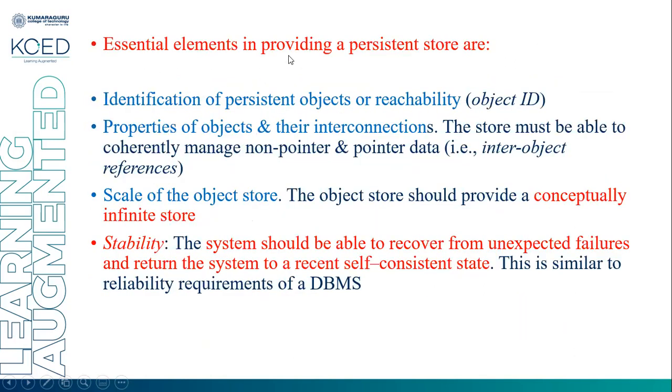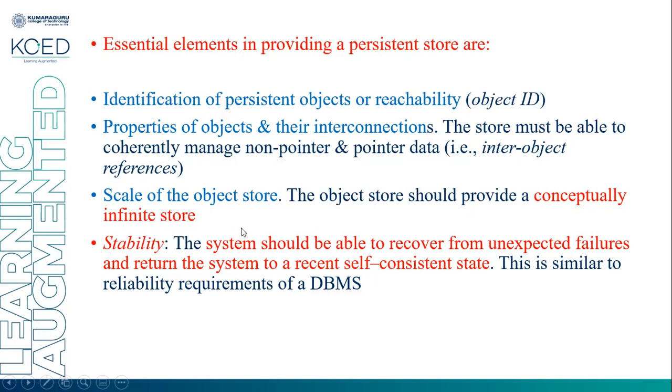What are the essential elements in providing persistent data? First is identification of the persistent object, or reachability, through the object ID. Second is properties of the object and their interconnection. The store must be able to coherently manage non-pointer and pointer data, that is, intra-object references. Third is the scale of the object store. The object store should provide a conceptually infinite store.